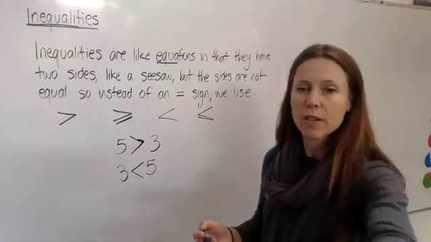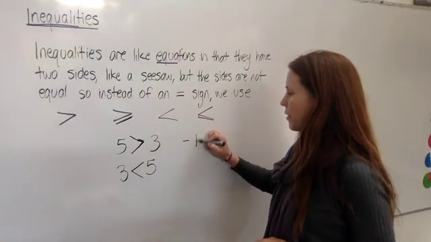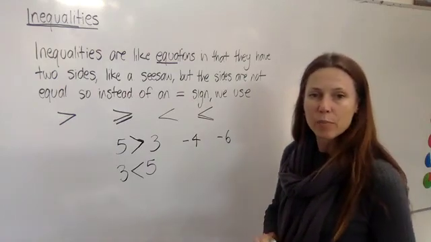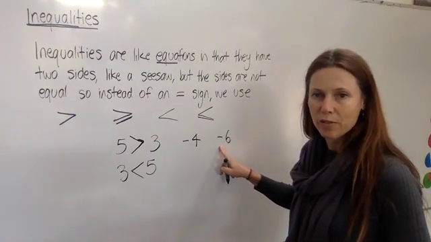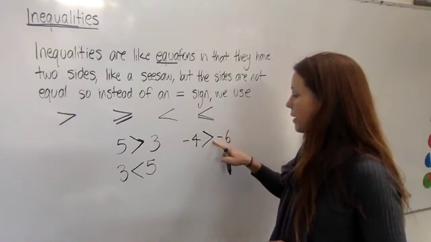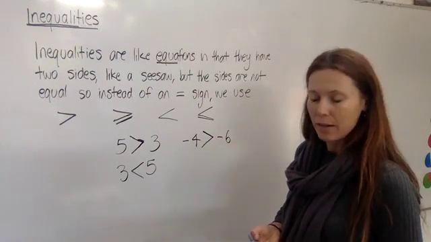Now if you're given two numbers and you need to put the correct sign in, it's just a matter of having a look at the two things. You might have -4 and -6 and you need to put a sign. -6 is smaller than -4 because it's further to the left on the number line. So that means it gets the small end of our inequality and the -4 gets the big end.